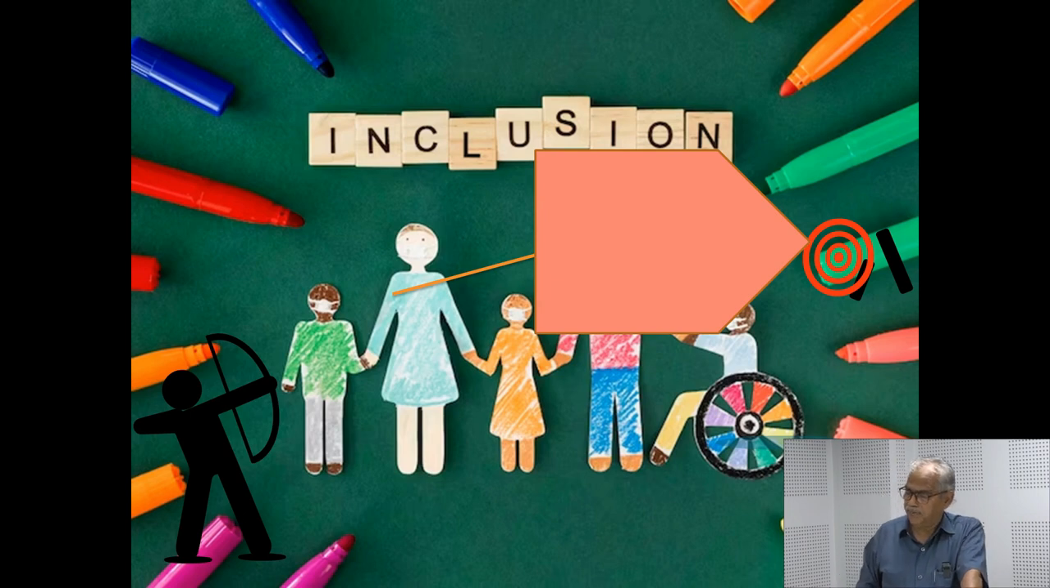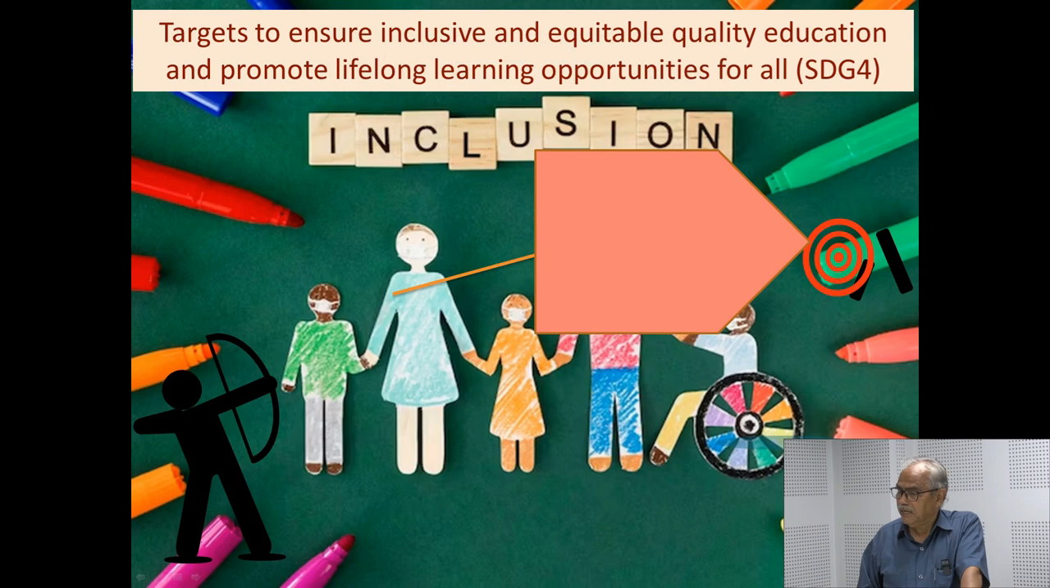Now we are talking about inclusion, the major agenda of the sustainable goals. Inclusion and equity in availing quality education and promoting lifelong learning opportunities for all is emphasized in Sustainable Development Goal 4. So out of all these goals, we will mainly focus on achieving the goal of quality education for all, since it is our own area of specialization.